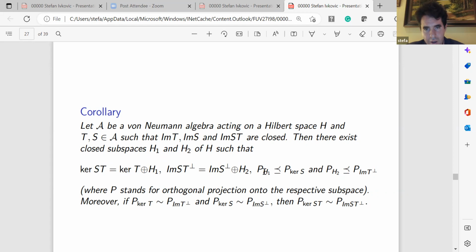And this simply generalizes the first part of the index theorem, which says the dimension of the kernel of ST is less than or equal to the dimension of the kernel of T plus the dimension of the kernel of S, what we have for operators in classical Fredholm theory. And also for the orthogonal complement of the image, it can be written as this decomposition, where H2 is such that the projection onto H2 is related to the projection onto the orthogonal complement of the image of T. And how does this follow?